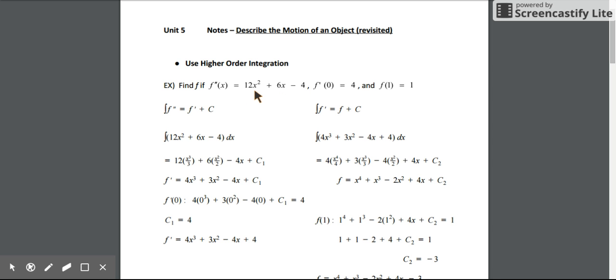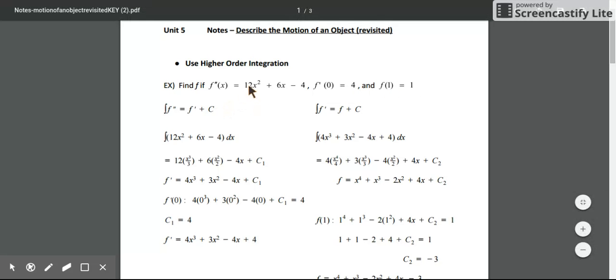We're given a function that represents the second derivative. And then we're given two initial conditions here, an initial condition involving the first derivative and an initial condition involving our original function, or f. So if I integrate or find the antiderivative of this second derivative, I get my first derivative plus our constant of integration. So let's do that first.